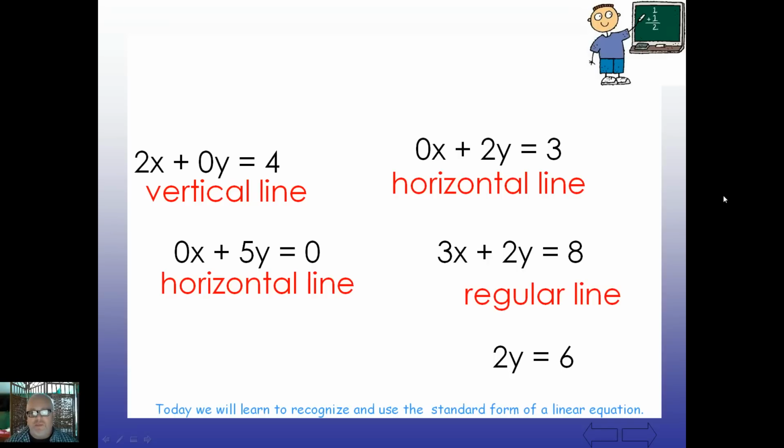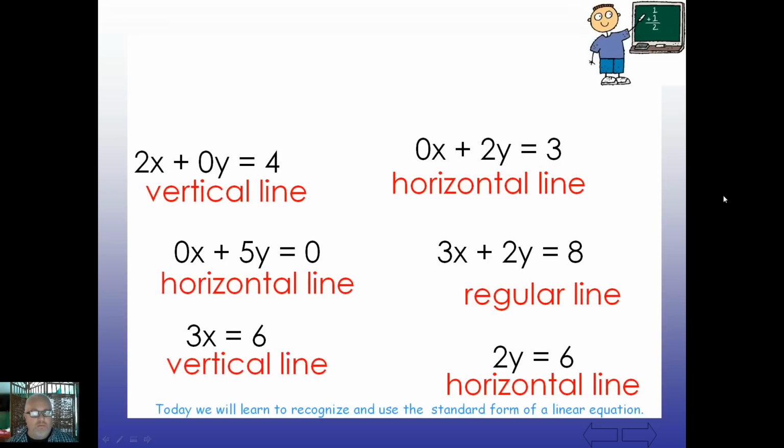What would make x disappear? Well, how do you make x vanish? Give it a coefficient of 0, and x will be gone, so this is a horizontal line. How about this one? 3x equals 6. Well, here we got kind of the flip. Now y is gone, so it must be a vertical line.